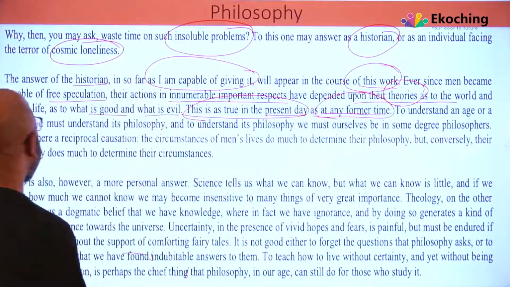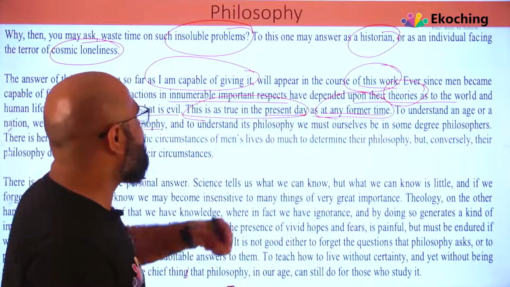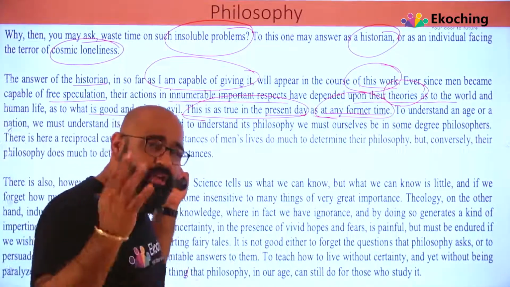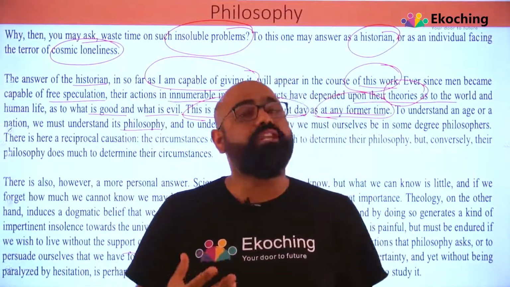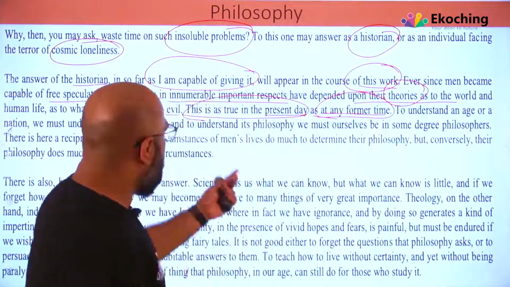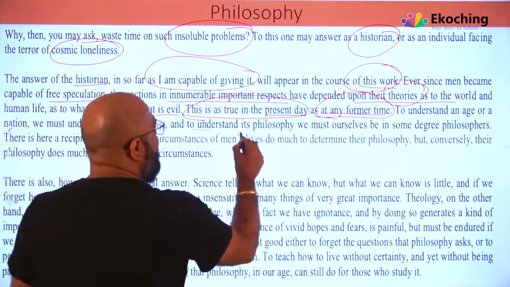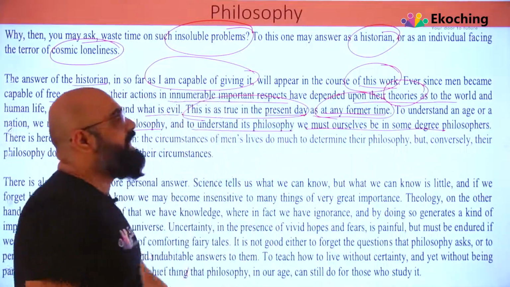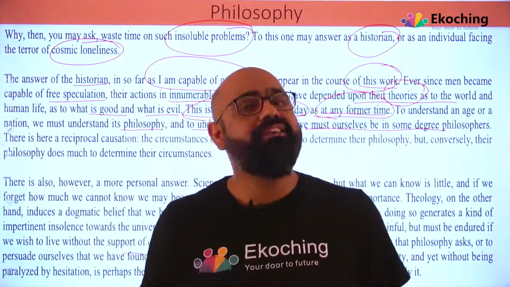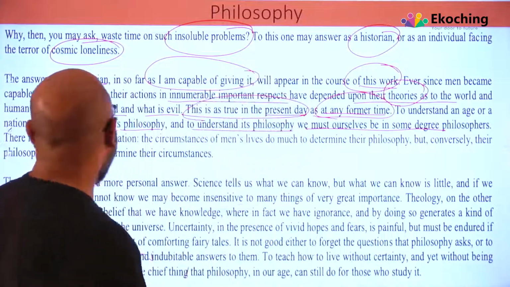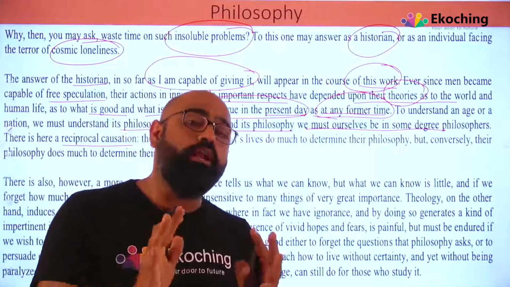To understand an age or a nation, we must understand its philosophy. So what is he saying now? If we want to understand an age or a nation, we have to understand their philosophy. If you want to understand a nation, some ideologies, or some person, you have to understand their philosophy. And it's the opposite way around also. To understand its philosophy, we must ourselves be in some degree philosophers. So we also need to be philosophers. There is here a reciprocal causation.